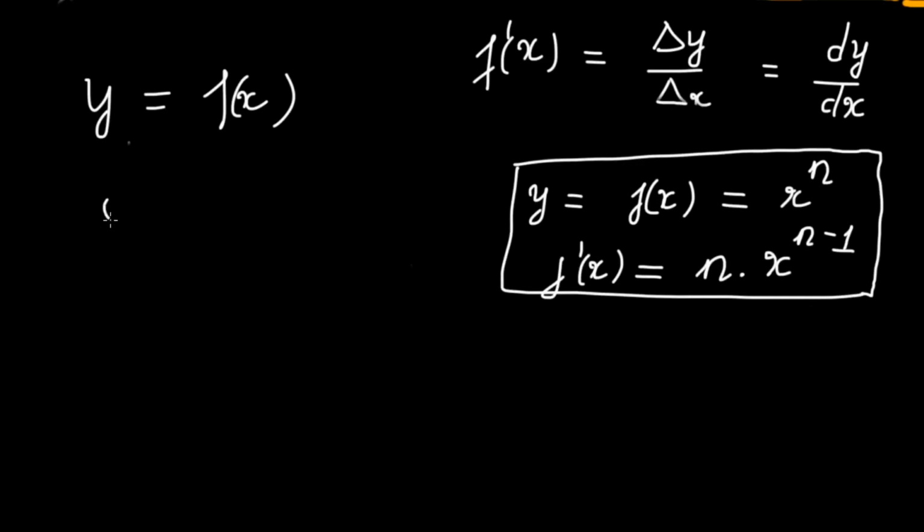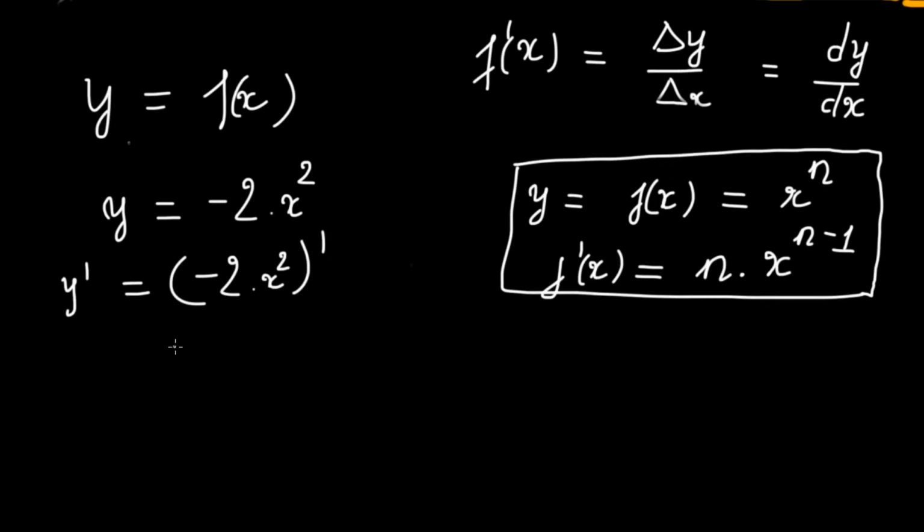Let's try another one. y equal minus 2 times x squared. Let's find the derivative of this function, y prime. So basically, y prime equal minus 2 times x squared, all of them prime, right? So the constant term you put outside, minus 2 outside. And then x squared, you write it right here. And then you put prime. So basically, this is equal to negative 2 times the derivative of x squared.